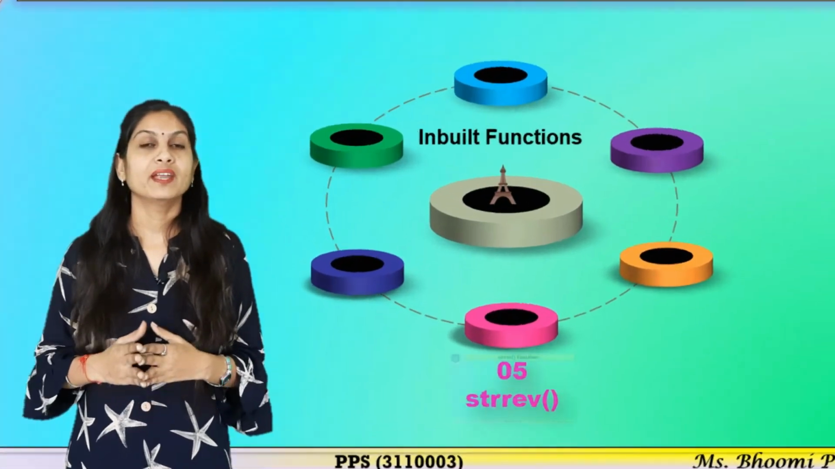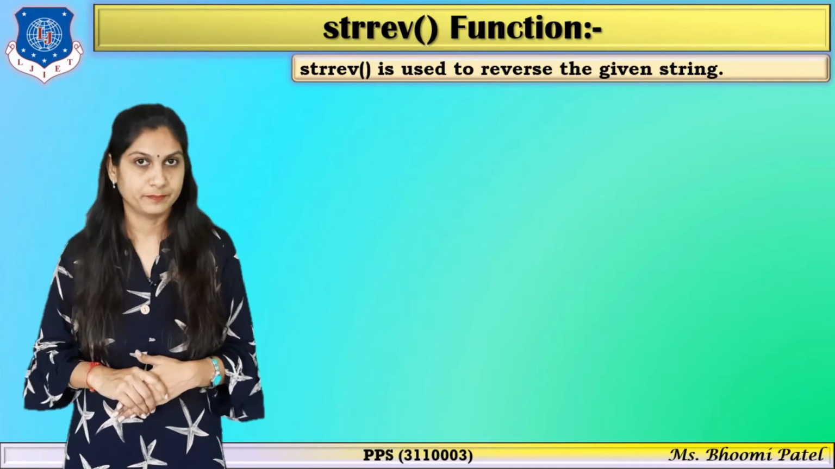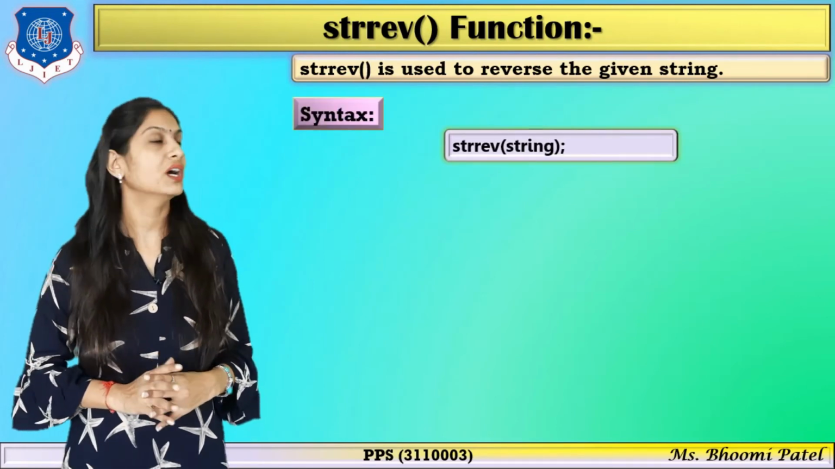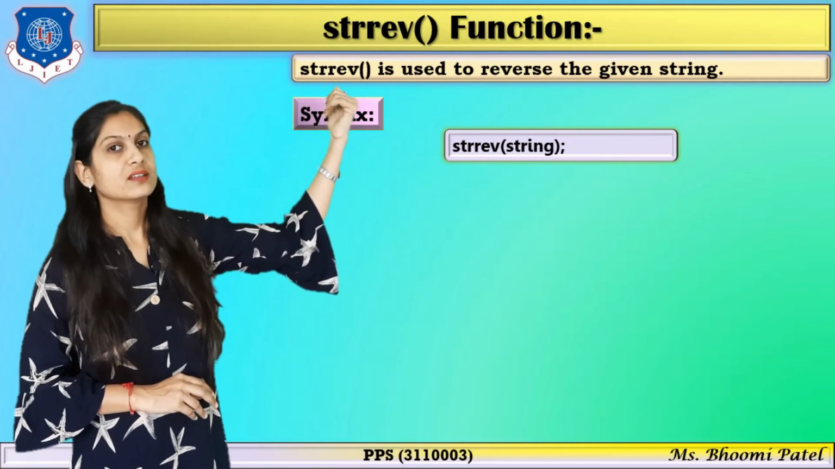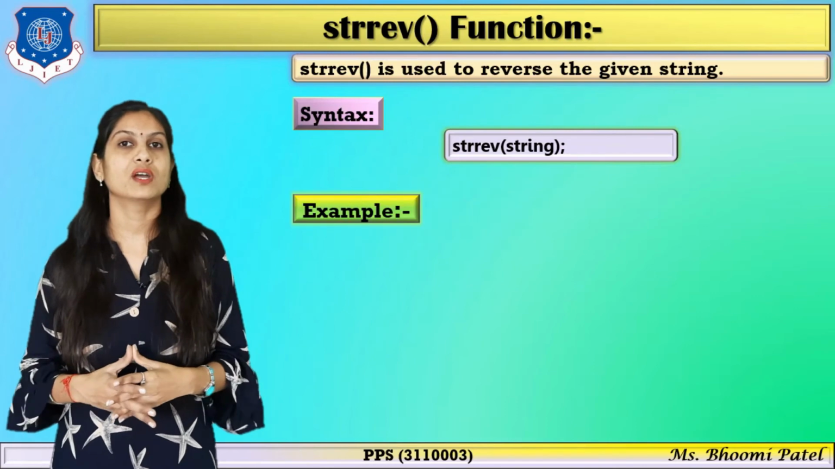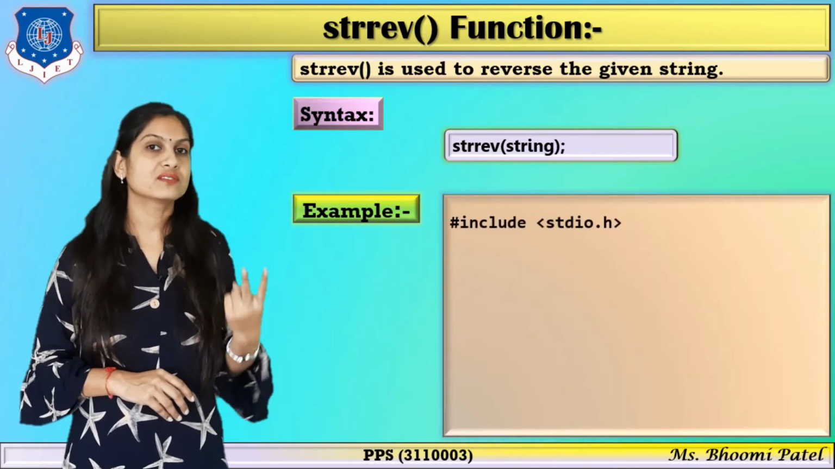And the last function is strrev. As per the name, it is used to find the reverse of a given string. Only one string we have to give in the syntax. So for that choose the syntax strrev and inside the brackets we have to write the string name. The example is the same, only one string is required.